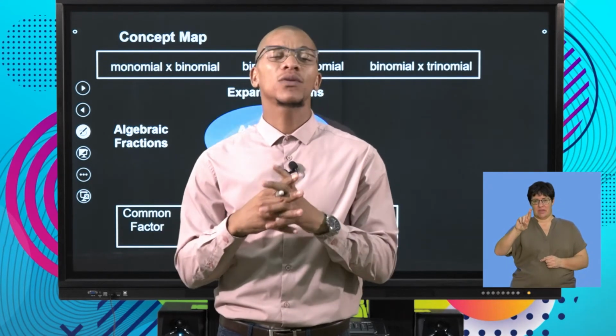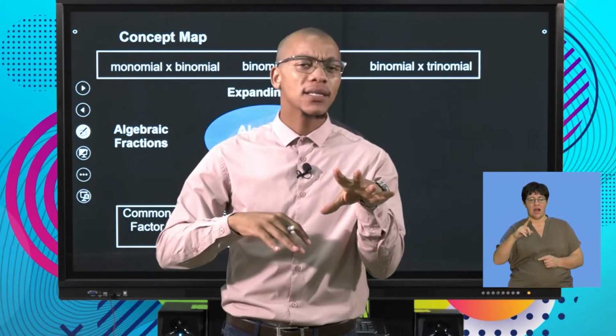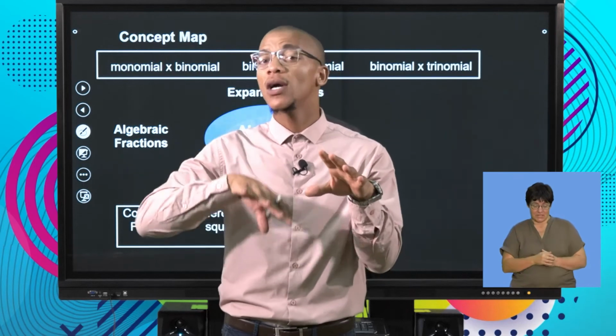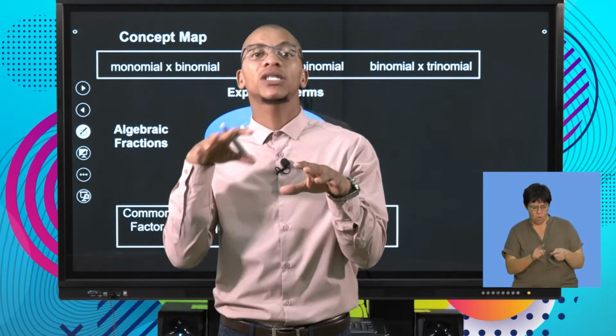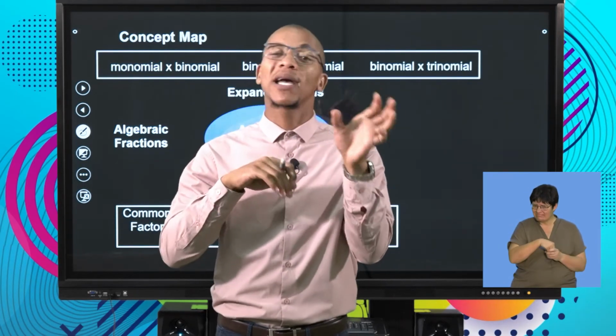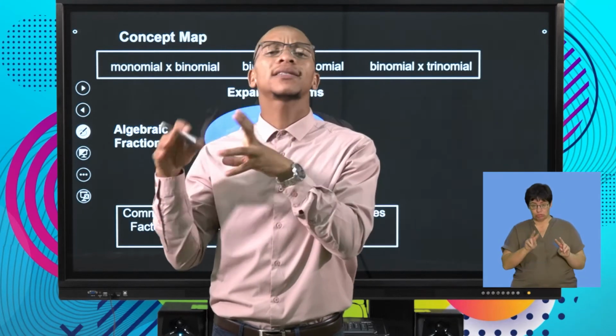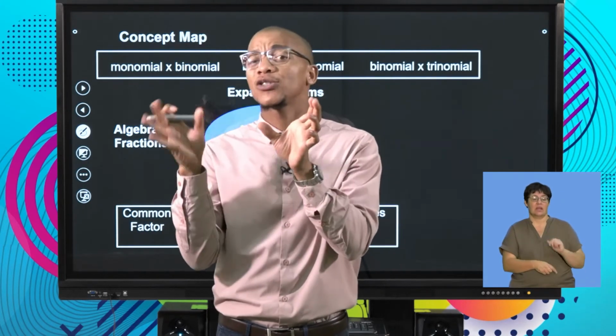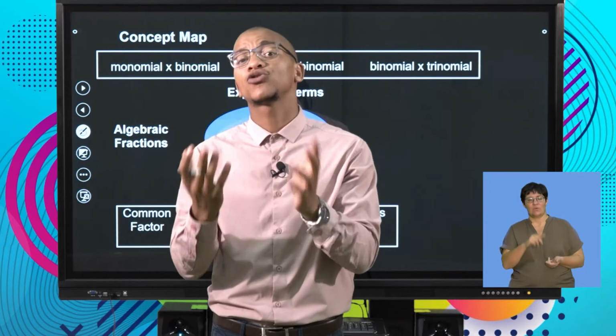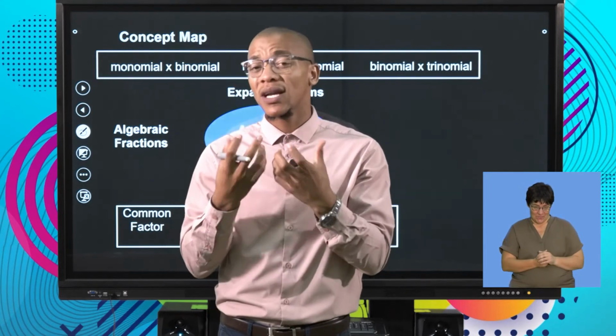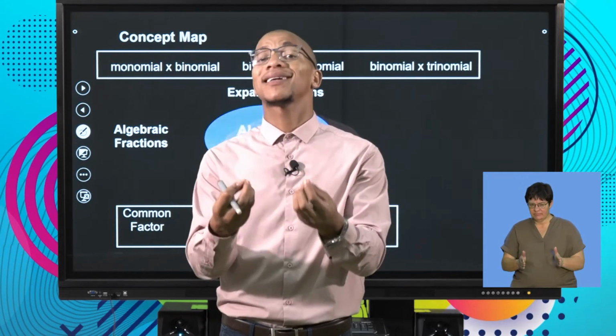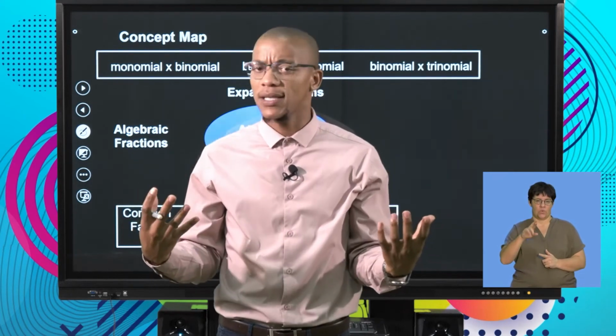So far we've looked at the concept of expanding using the distributive law, using FOIL, which has to do with when it's a binomial and a binomial, and then lastly a binomial and a trinomial, where we're using the distributive law. Now we're going to look at the concept of factorization, right? Or factorizing, if you like.